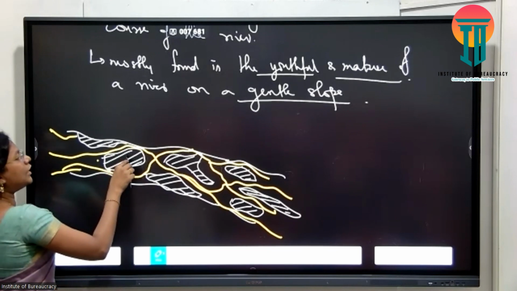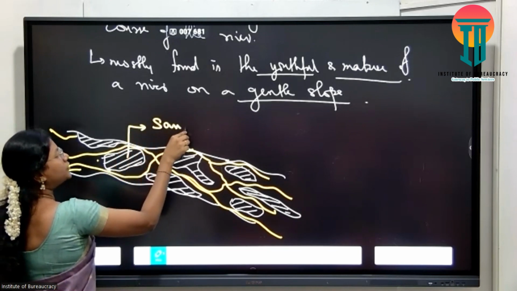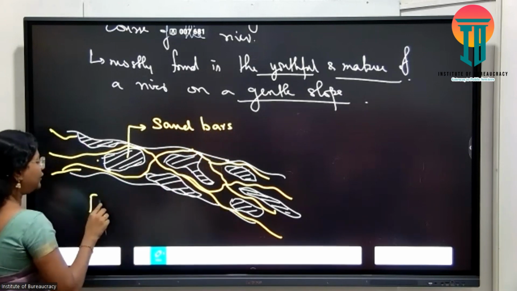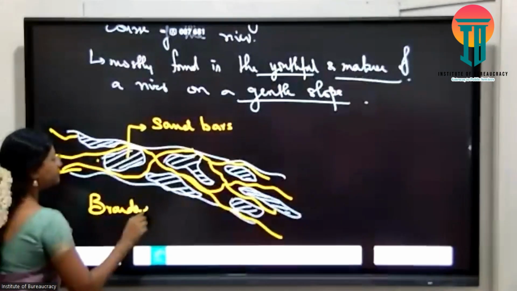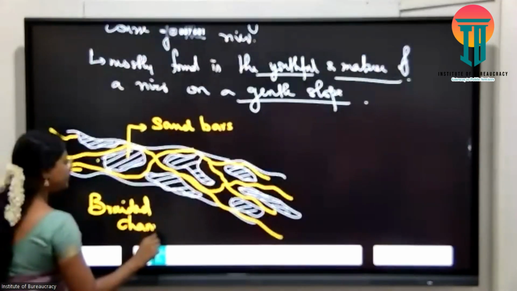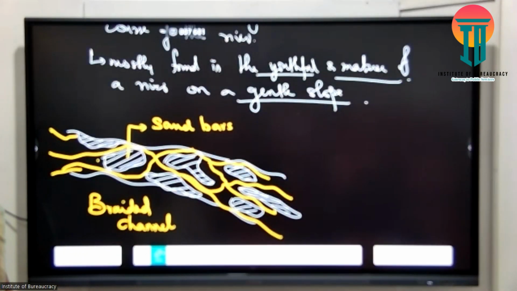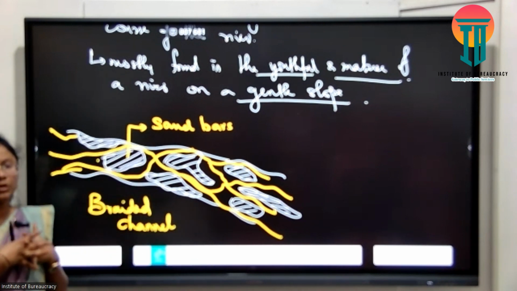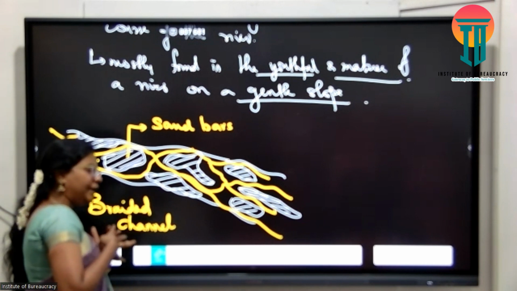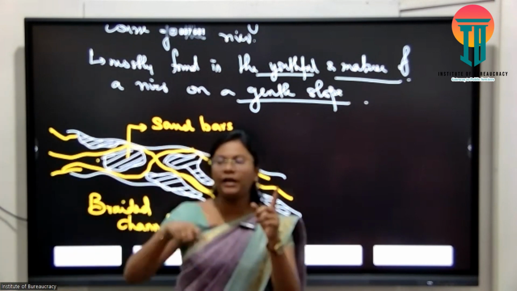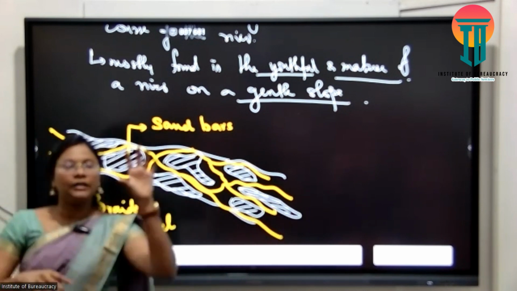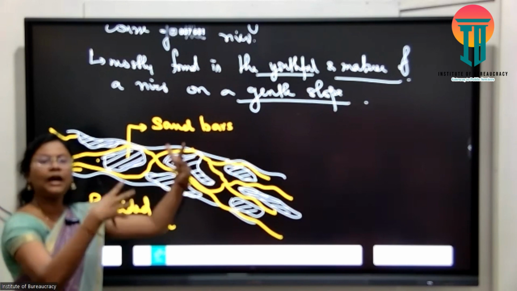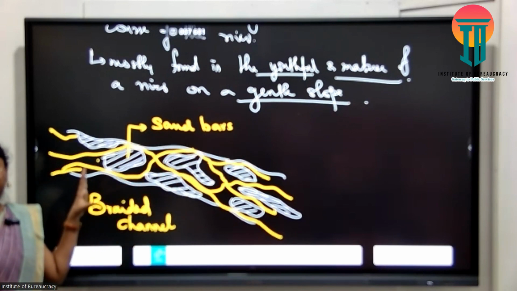So these deposits are known as sand bars, and such a river pattern is known as braided channel. The best example of a braided channel in India is your Brahmaputra river. That is why when we demarcated the types of alluvial on the eastern side, Varanjolia braided alluvial pattern, Brahmaputra plain. Karanam enna? Brahmaputra exhibits a braided pattern.